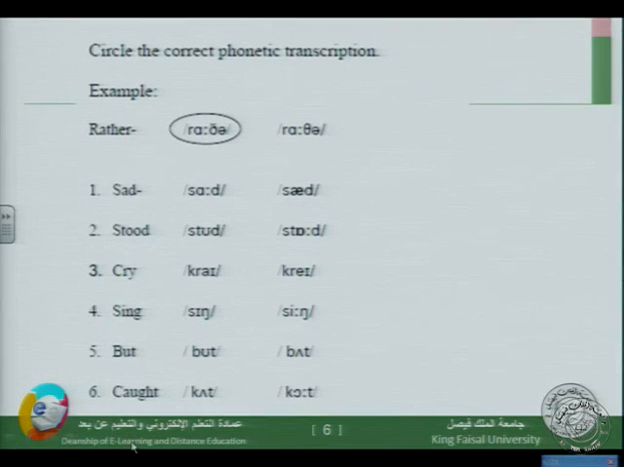So let us now move to another part of the skills that we have learned this class. Circle the correct phonetic transcription, and also it's a very important exercise.